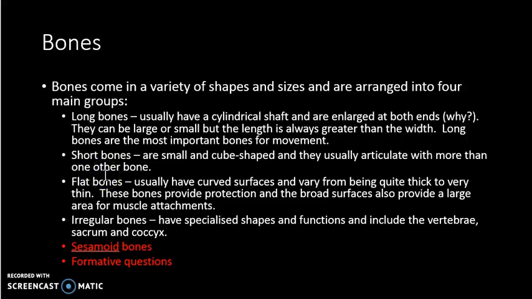Sesamoid bones are any bones that are completely surrounded by tendon, so they don't actually articulate strongly with other bones. So the patella is an example of a sesamoid bone. It's surrounded by the tendon of the quadriceps, and so it articulates in a little bit of a different way to how some of the other bones in our body might articulate. And there are other types of sesamoid bones which you can look up on Wikipedia really easily.